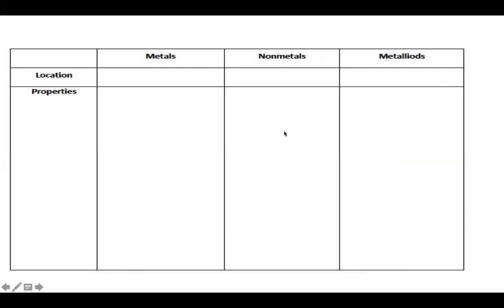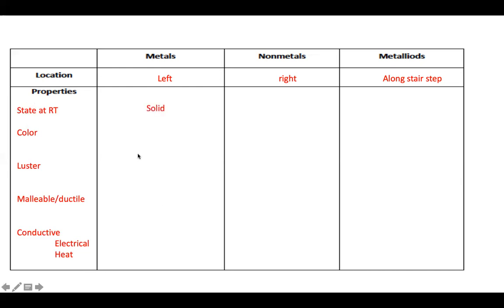Okay, so let's go ahead and fill out this table. First, let's talk about the location on the periodic table. The metals are on the left-hand side. The non-metals are on the right. And the metalloids are along that stair step, those few elements. Properties, these are the properties we're going to talk about. So the state at room temperature for a metal is almost all of them are solid. The one exception to that is mercury, which is Hg, and it is a liquid at room temperature.